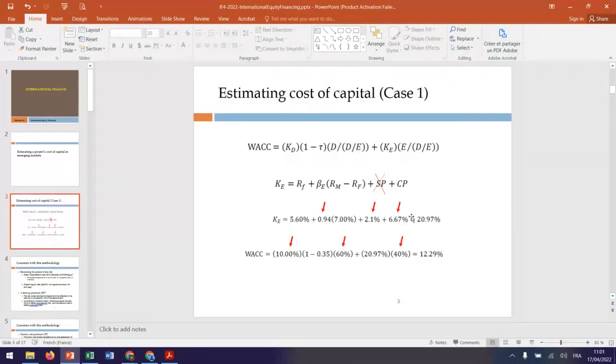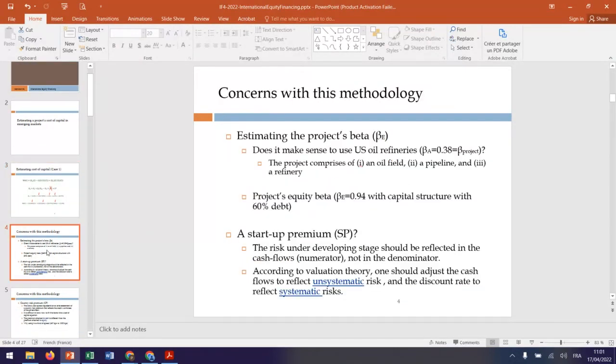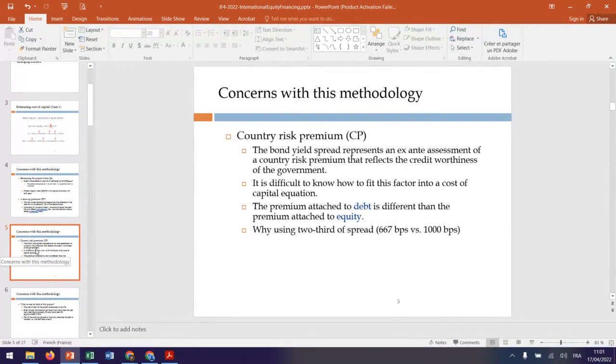Okay, we can adjust the CP, but now how we get this 6.67? So they use the bond yield spread, okay, represent an ex-ante assessment of country risk premium that reflects the creditworthiness of the government. So basically, they use this as proxy. You understand what the proxy means, right? The proxy, by observing how the capital market, particularly the international bond market, evaluates the risk of the government by adjusting on the price of those sovereign bonds. Okay, so the higher risk country should have higher country risk premium, meaning higher bond yield spread in the sovereign bond. Okay, and then they use it as a proxy.